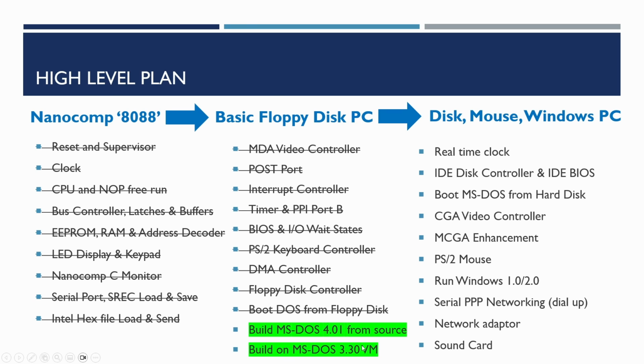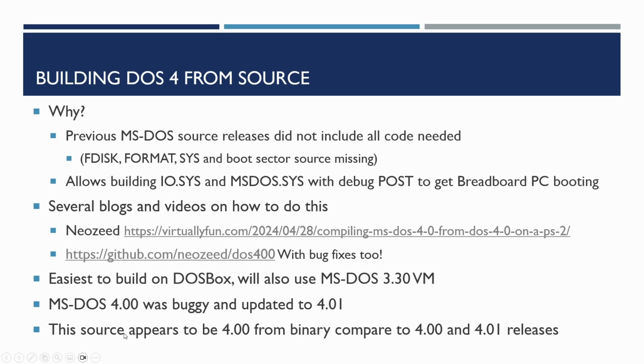on a virtual machine. I'm not going to go through all the details here, but basically we're using NeoZ's updated files which had fixed a number of the issues. We're using DOSBox initially, and then we will use the MS-DOS 3.30 VM. As we said previously, the source was originally 4.00. However, NeoZ had applied a number of fixes which pretty much makes it into the 4.01 release, and we'll actually compare the 4.01 release we build with the original 4.01 release and see how close it is.